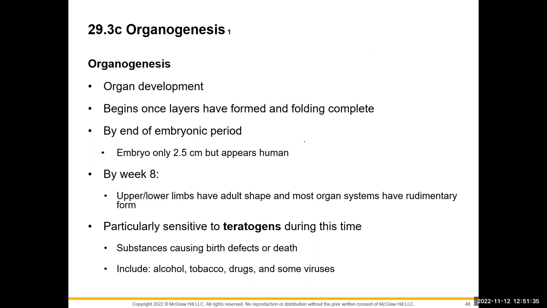So this happens once we've done all the folding and once all of our layers have been developed, those three germ layers have been developed. So we're going to see organogenesis by the end of that embryonic period. So that's usually by week 8. So at this point, if we were able to see the embryo, that structure is going to look similar to the adult shape. So they'll have upper and lower extremities. And we'll see very simplistic forms of our organ systems having developed here.